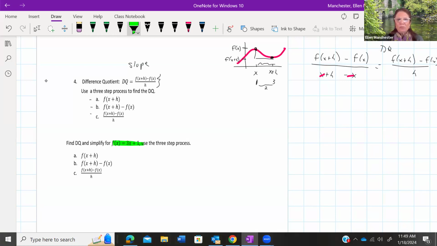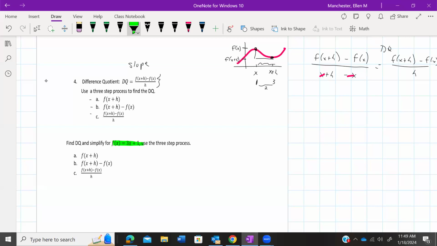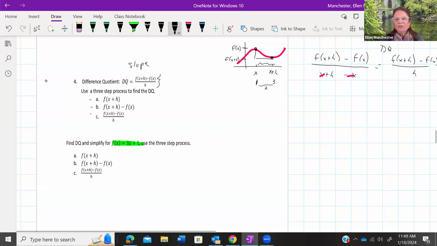So do you know what the slope is of this equation? The 3x plus 1? 3. It's 3. Yeah, because that's mx plus b, right? Y equals mx plus b. So we already know what our answer is going to be. Our answer is going to be 3. How do we get that? Well, this is A. We take out the x and we plug in x plus h.